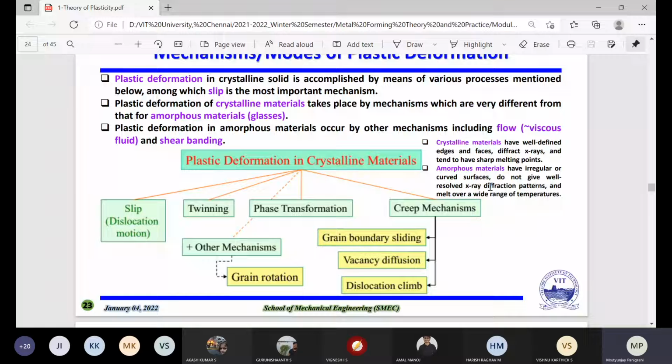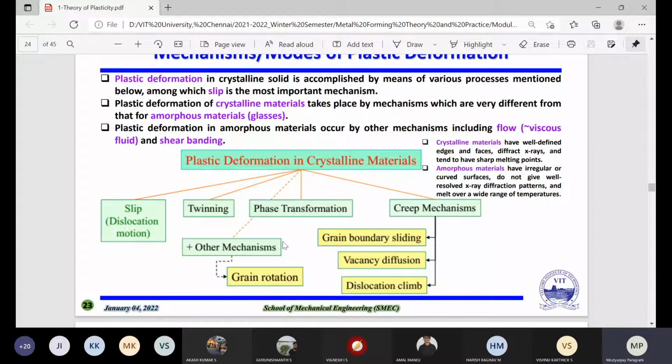But the amorphous material will probably be a little new for you, or maybe some people are aware of it. It has an irregular or curved surface, because if you compare it to the crystalline, crystalline has sharp edges or a sharp surface, whereas the amorphous has a curved or irregular surface. It also melts over a wide range of temperature. You cannot say that the material melts at one particular temperature. But in the case of a crystalline material, for example iron, you can tell that it melts at a particular temperature, maybe plus or minus 5 degrees. So this is the basic difference between crystalline and amorphous material.